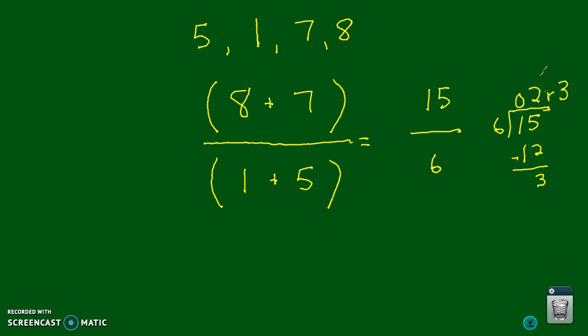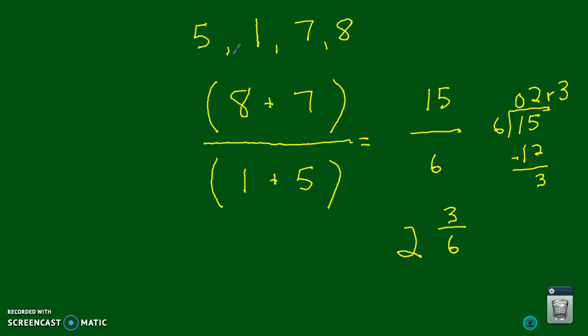And we could leave it that way, or we can write this as a fraction. So this 2 becomes the whole number in our fraction. Remainders are always the numerator, and then the divisor becomes our denominator. As you can see here, we have the same denominator here as we do here. So the quotient, or the answer to this fraction division problem, is 2 3/6.